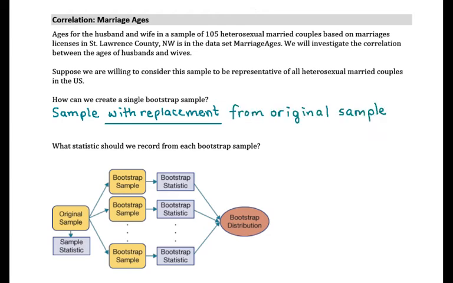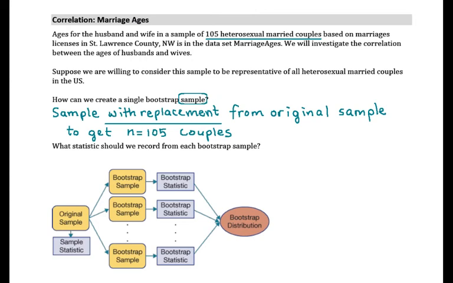Now, because our data set, our sample, consists of 105 married couples, we need to make sure that each bootstrap sample also has 105. So we're going to get 105 couples in each bootstrap sample as well. So that's just how we get a bootstrap sample. And then from this sample, we're also going to calculate a statistic.